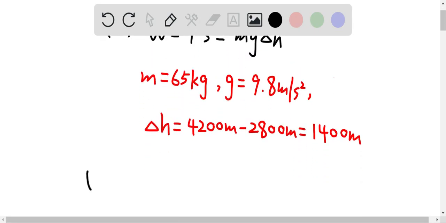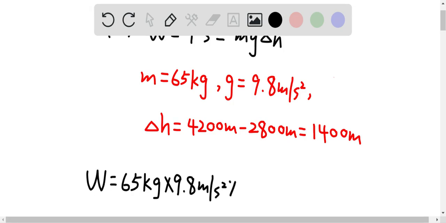So therefore the work done should be equal to 65 kilograms times 9.8 meters per second squared, and then times 1400 meters, and this will give us the work done is about 8.92 times 10 to the power 5 joules.